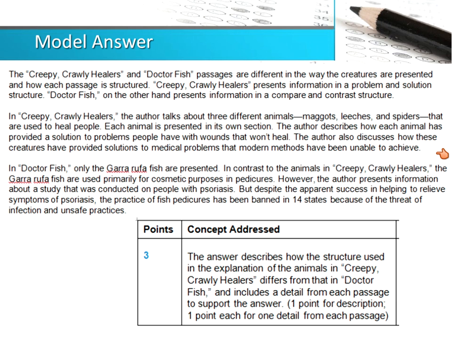achieve. In Dr. Fish, only the Garra rufa fish are presented. In contrast to the animals in Creepy Crawly Healers, the Garra rufa fish are used primarily for cosmetic purposes in pedicures. However, the author presents information about a study that was conducted on people with psoriasis. But despite the apparent success in helping to relieve symptoms of psoriasis, the practice of fish pedicures has been banned in 14 states because of the threat of infection and unsafe practices.